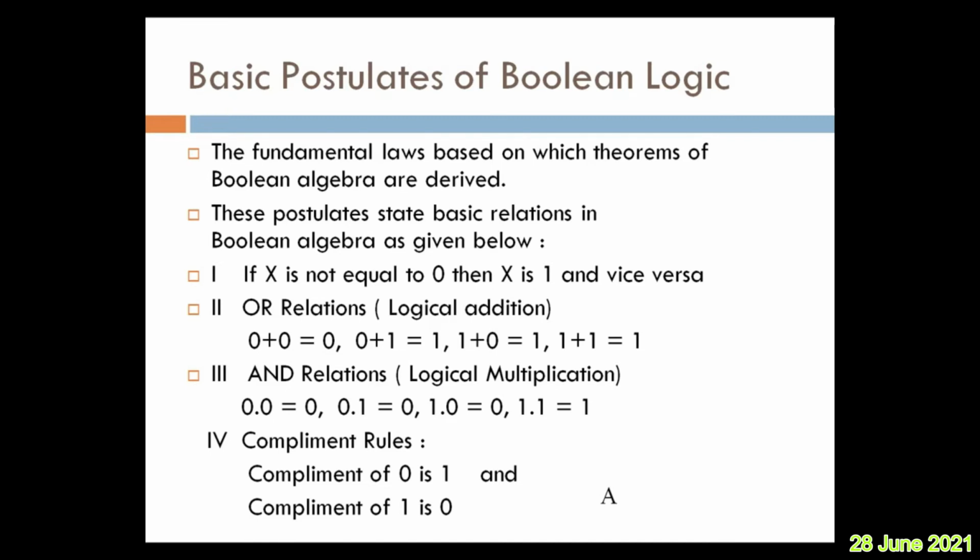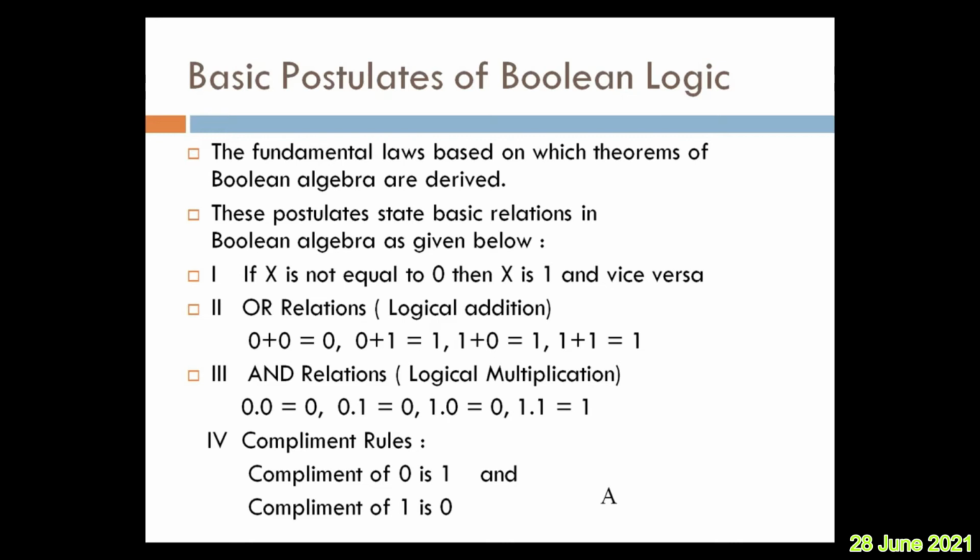Postulate number 1: if x is not equal to 0, then it must be 1. Vice versa, if x is not equal to 1, then it should be 0. Understood? It means if the Boolean variable is not false, it is true only. If it is not true, it is false only. This is postulate number 1.